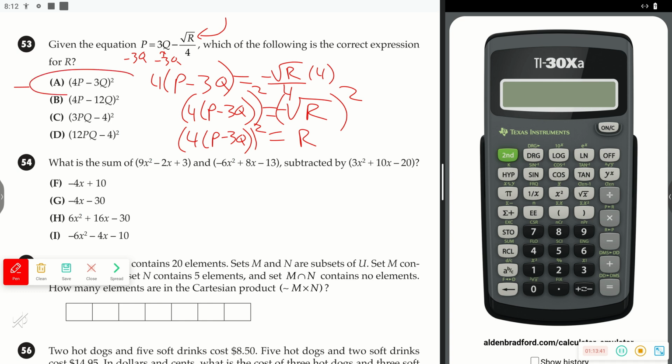So the answer was answer A. Again, this negative outside of that radical was a little tricky. I personally was a little bit confused by it when I did it the first time. But that's how the solution manual said to do it, so that's how you do it.